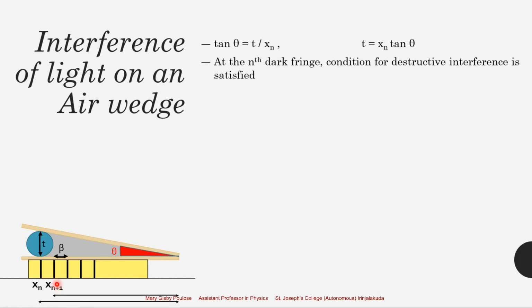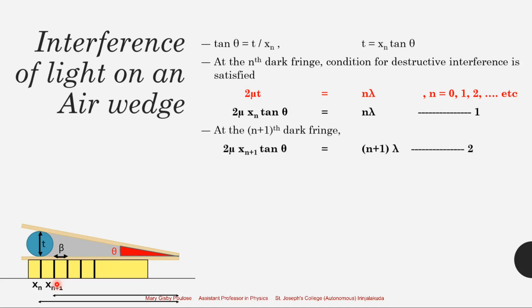Now, at the nth dark fringe, the condition for destructive interference is satisfied. Hence, 2 mu t is equal to n lambda. Substituting for t, we get 2 mu xn tan theta is equal to n lambda. Let this be the first equation. Now at the n plus 1th dark fringe, we have the condition 2 mu x n plus 1 tan theta is equal to n plus 1 lambda.